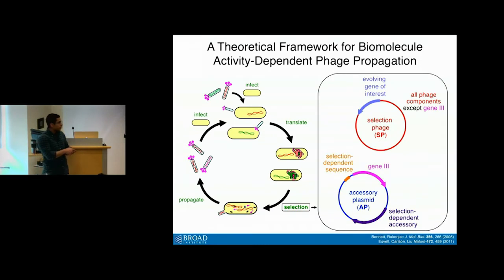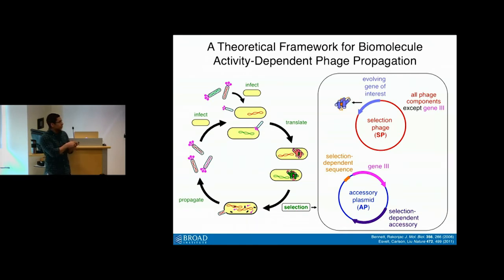mechanism? So very briefly, if we take the phage genome and remove gene 3 and encode it on a different plasmid that's inside the cell, which we call the accessory plasmid. Now, using some synthetic biology know-how, we can make selection-dependent sequences upstream of this gene that, when tripped in some way, result in the production or the transcription of gene 3 and therefore the production of P3. In place of gene 3 on the phage genome, we've now included the evolving gene of interest, and we refer to these things now as selection phage.